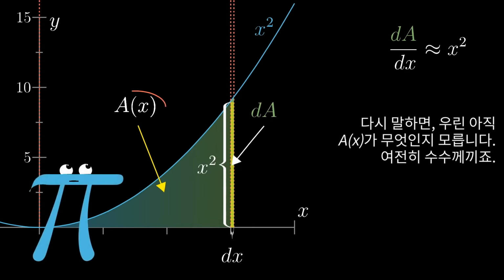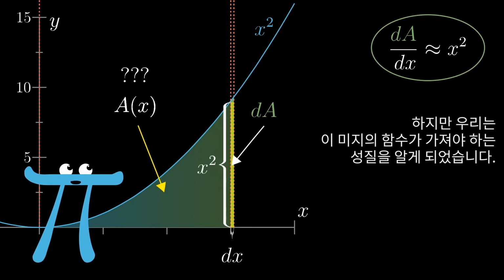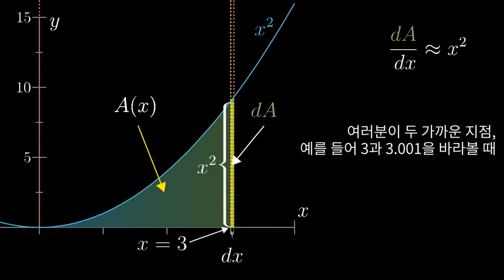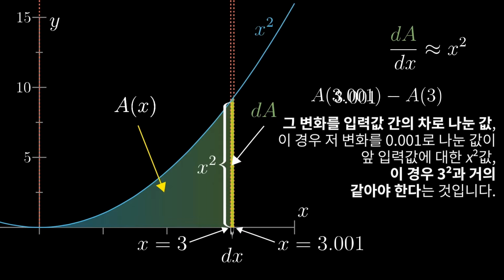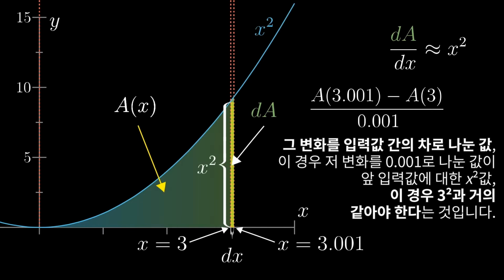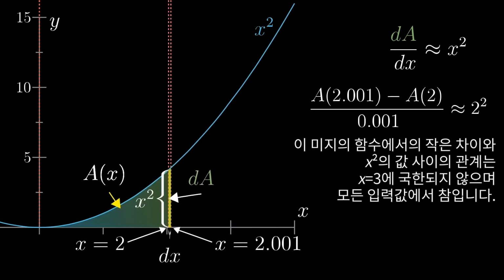In other words, we don't know what A of x is. That remains a mystery. But we do know a property that this mystery function must have. When you look at two nearby points, for example 3 and 3.001, consider the change to the output of A between those 2 points, the difference between the mystery function evaluated at 3.001 and evaluated at 3. That change, divided by the difference in the input values, which in this case is 0.001, should be about equal to the value of x squared for the starting input, in this case 3 squared. And this relationship between tiny changes to the mystery function and the values of x squared itself is true at all inputs, not just 3.